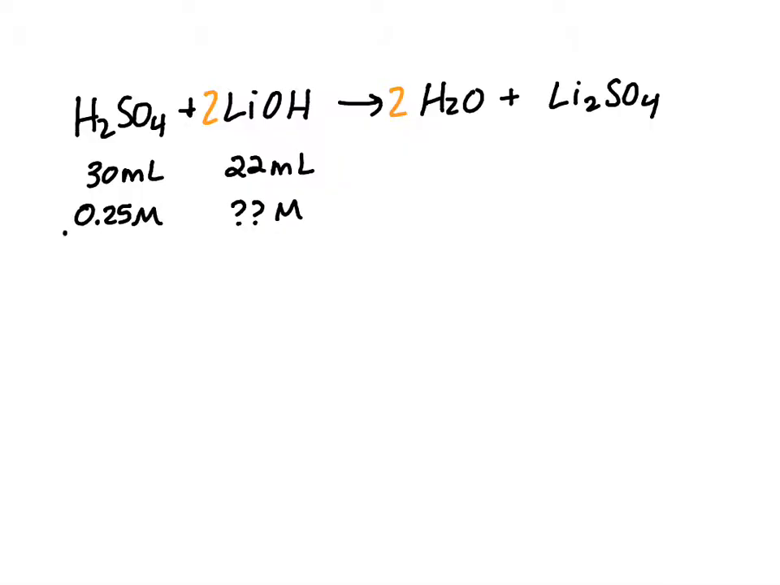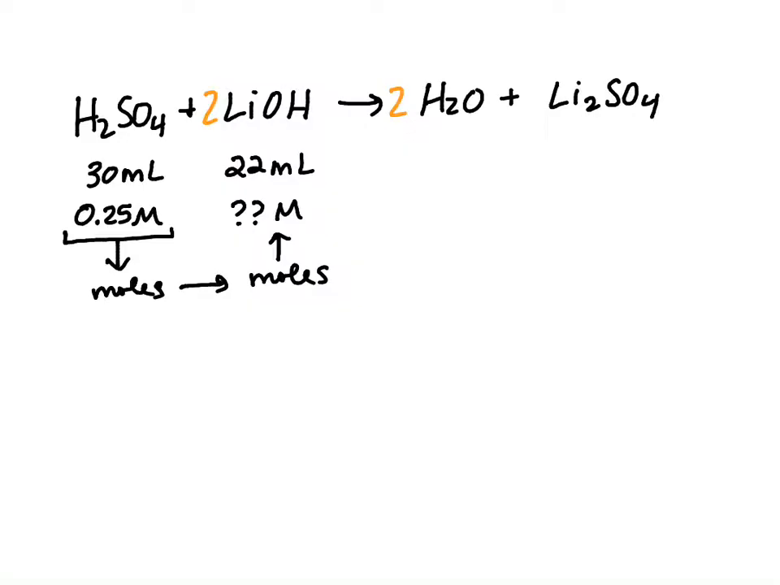So we could use this information, the volume and concentration of the H2SO4, to get to moles. And if we know the moles of H2SO4 that react, we can figure out the moles of lithium hydroxide that react. And once we know the moles of that react, we can use that and the volume to find our molarity. So this is a three-step problem where we're going to use some information to get to moles, then we're going to convert to moles of another thing, and then we're going to use that and some other information to get to our answer. So here we go.